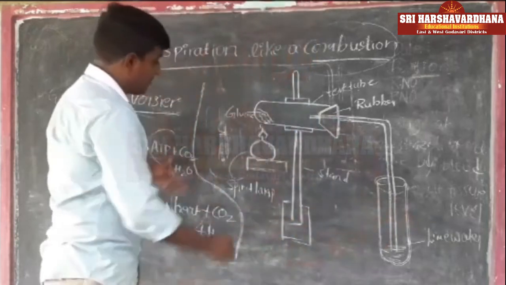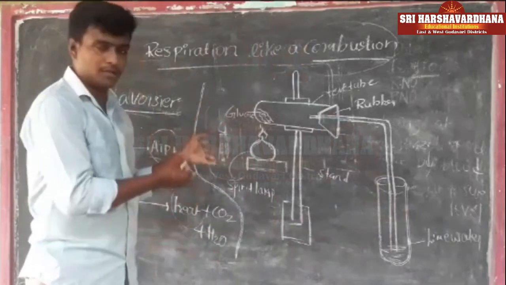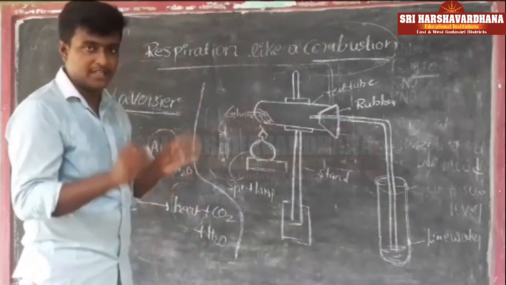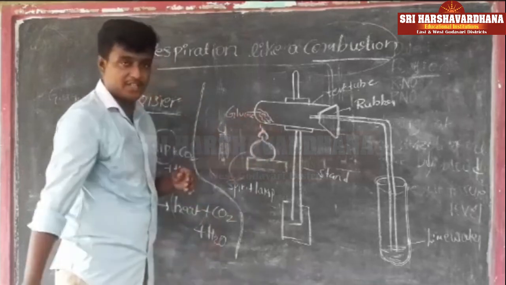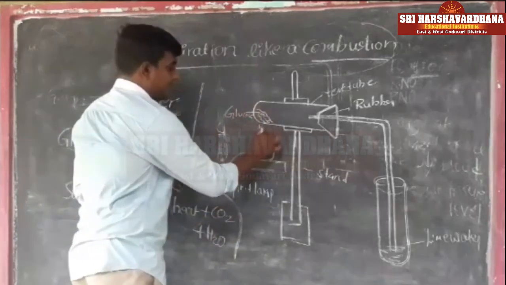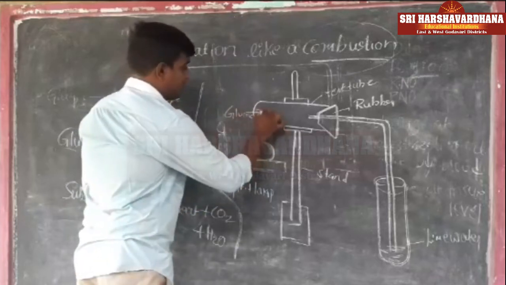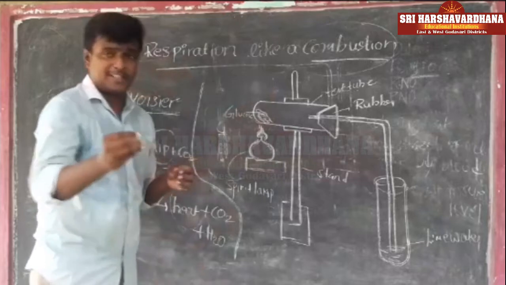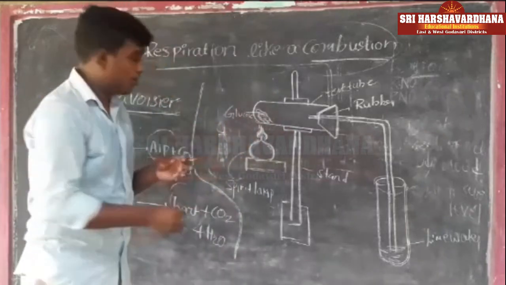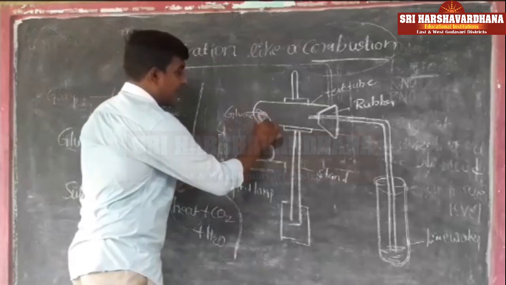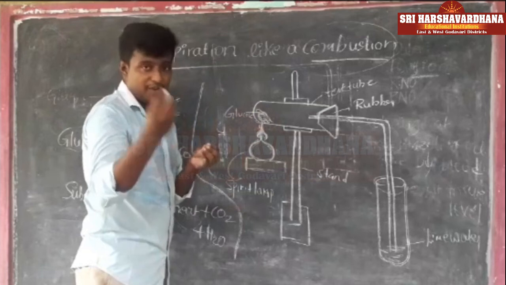Now I kindle the spirit lamp. If you have a Bunsen burner, you have to kindle that. After the lamp is kindled, it gives heat and a flame, and that heats the glucose solution inside the test tube, making it burn. So you know that when we burn any substance, we are providing some heat and temperature with the help of the flame.